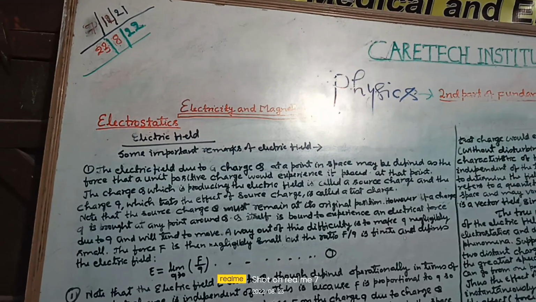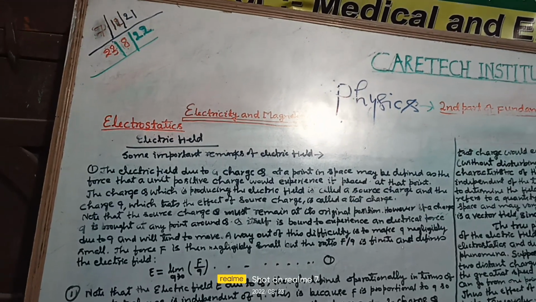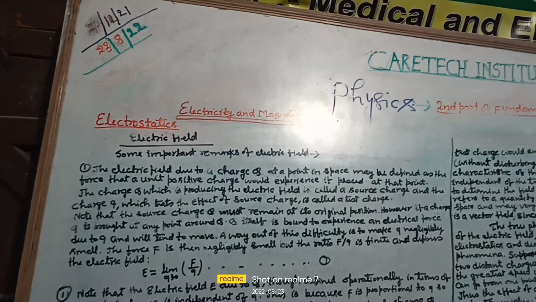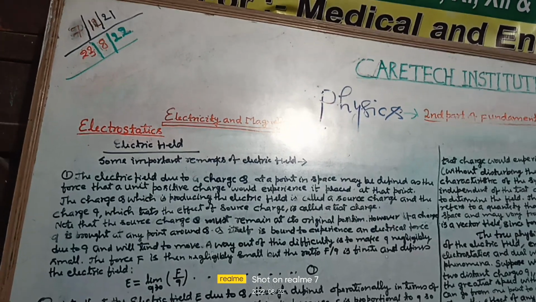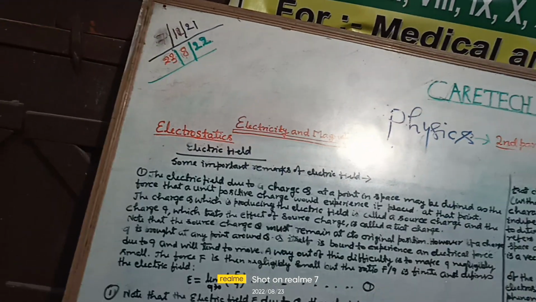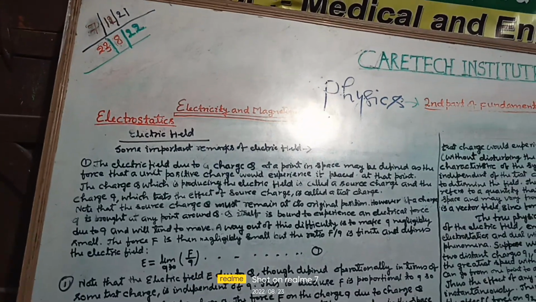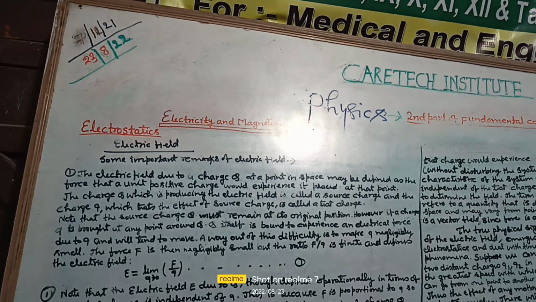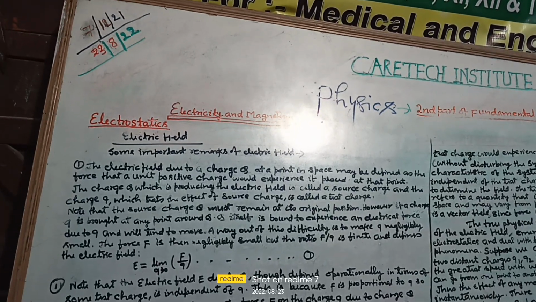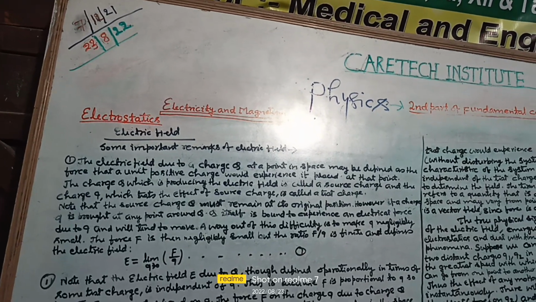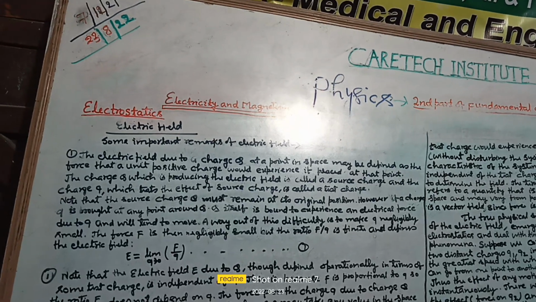Today we shall study about some important aspects of electric field. The first is the electric field due to charge Q at a point in space may be defined as the force that a unit positive charge would experience if placed at that point.